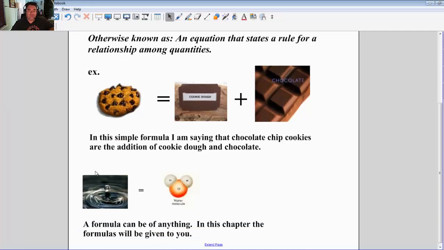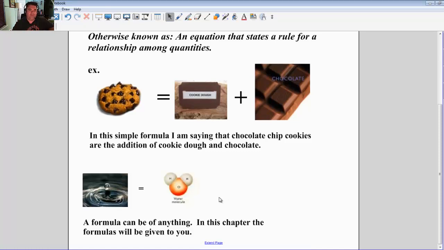Think of water. To make water, you have to have one big oxygen molecule and two little hydrogen molecules that are all fused together. One oxygen element and two hydrogen elements that together form one water molecule. So a formula can be of anything. In this chapter, the formulas will be given to you.